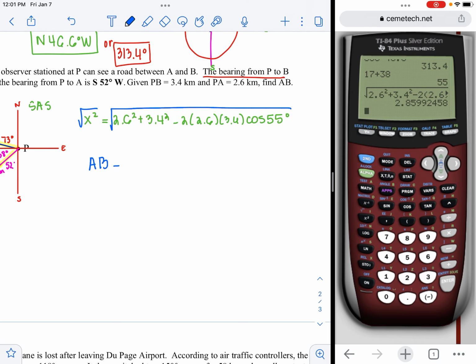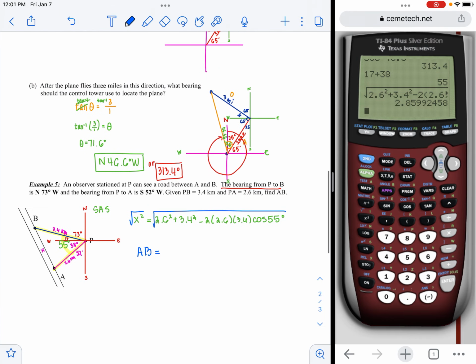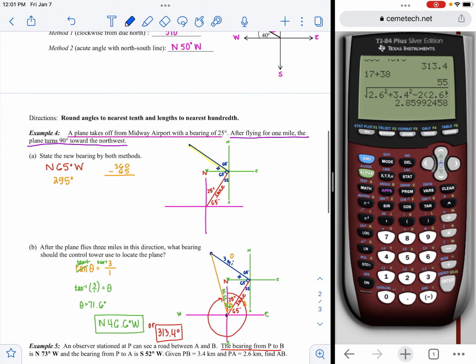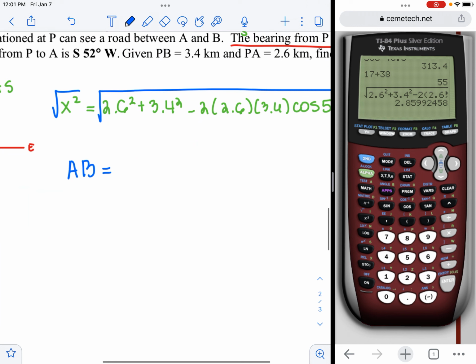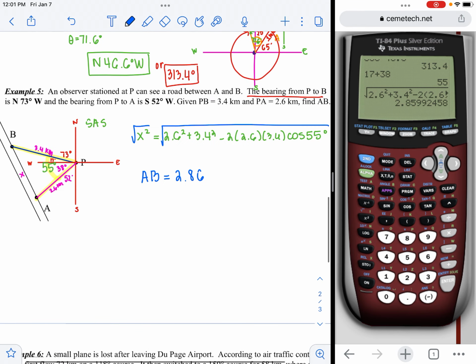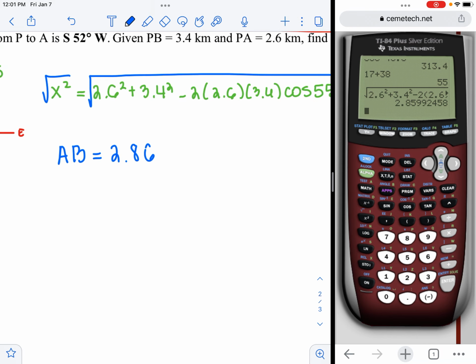And I get x, which is really AB, so I'm going to put AB equals... wait, how do I round this? I round lengths to the nearest hundredth, so 2 decimal places. 2.86. Now remember, these are word problems here, so I want to either have degrees or whatever unit it's in. This is a length, it's in kilometers, so 2.86 kilometers. And it just said find AB, so this is done. I don't have to solve the entire triangle.